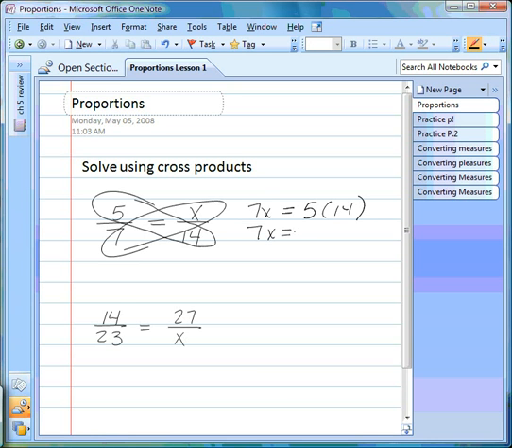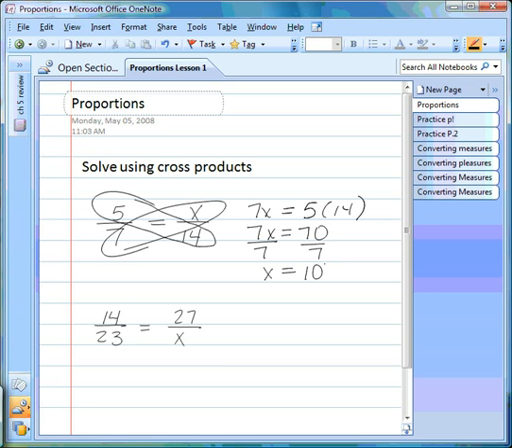Keep your 7x on the left and use your calculator to multiply 5 times 14, and you get 70. Then you solve the equation. Divide by 7 on both sides. x equals 70 divided by 7, which is 10. That's the official way to do it.